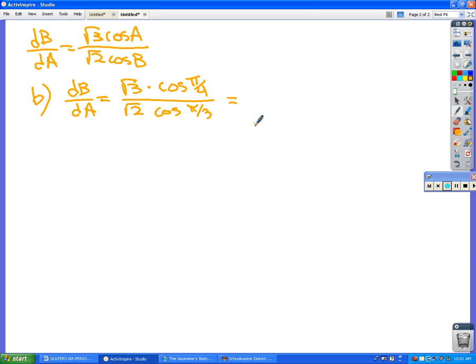No. What's the cosine of pi over 4? 1 over root 2, or root 2 over 2. And what is the cosine of pi over 3? 1/2. Okay, so that comes out to be root 3 over root 2 over root 2 over 2.